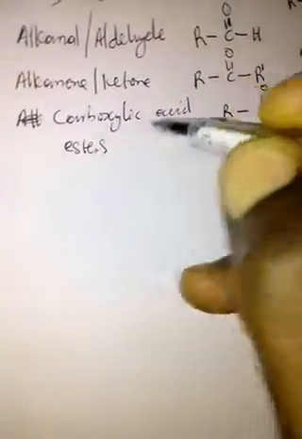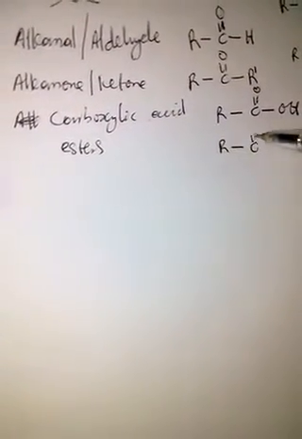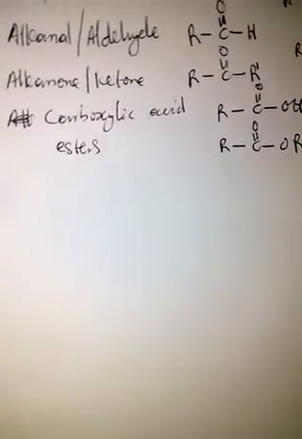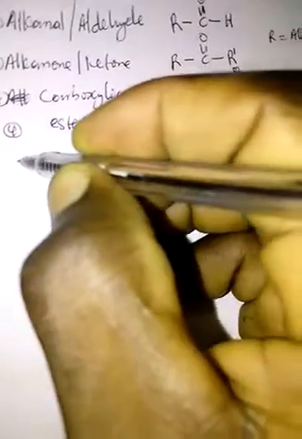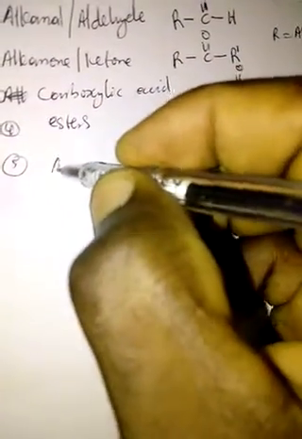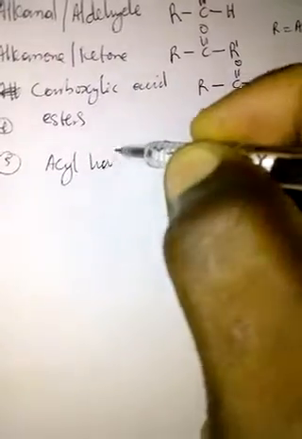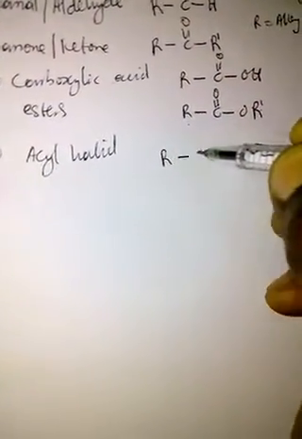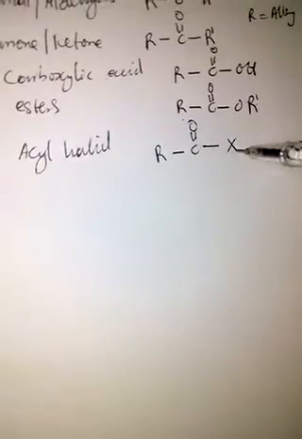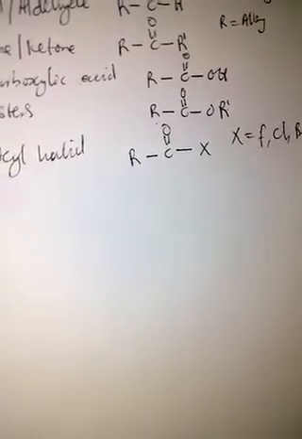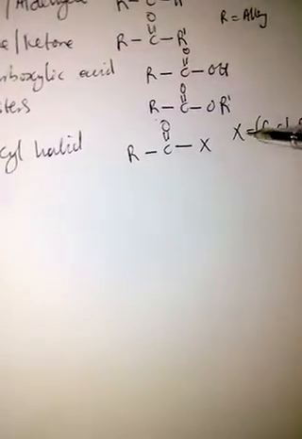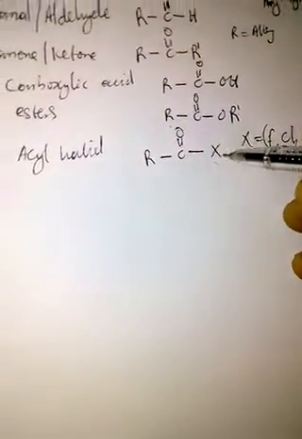We have esters, R C=O OR. This is an alkyl group. This might be different from this. We have this 1, 2, 3, 4. We have 5, acyl halide, R C=O X, where X equals fluorine, chlorine, bromine, and others like that. That is the alkyl group, halide group, halogen group.